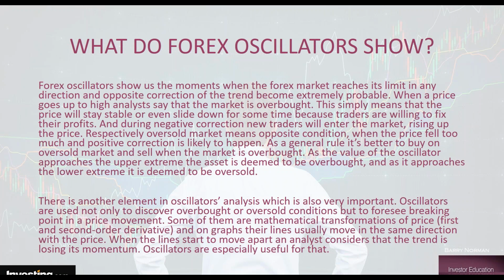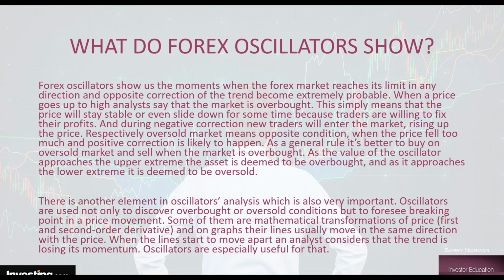When a price goes up too high, analysts say that the market is overbought. This simply means that the price will stay stable or even slide down for some time because traders are willing to fix their profits. And during negative corrections, new traders will be entering the market, raising the price. Respectively, oversold markets mean the opposite condition, when the price fell too much and the positive correction is likely to happen. Okay. Likely.